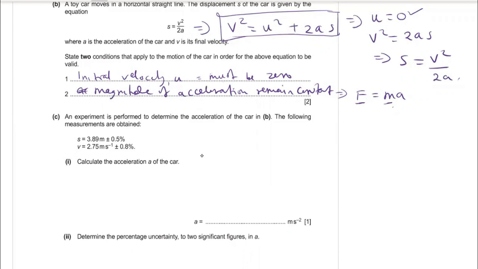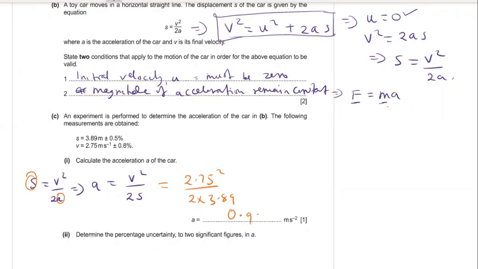From this formula, S is given by V squared over 2A. To make A the subject of the formula, A will be V squared over 2S. Because we want A, just interchange these; you don't need to worry about that. So A is given by V squared over 2S, that is 2.75 squared divided by 2 times 3.89. And that gives us 0.97 to two significant figures.